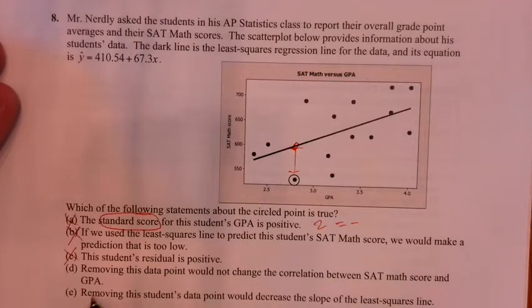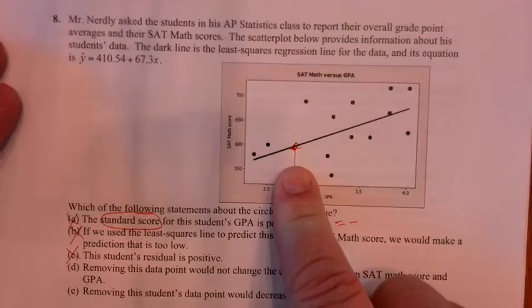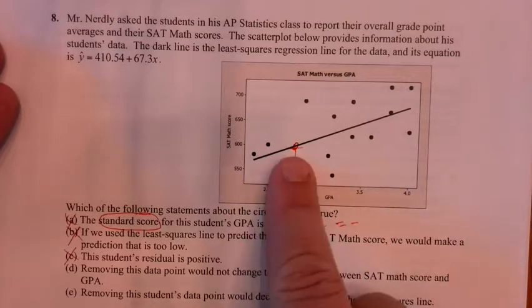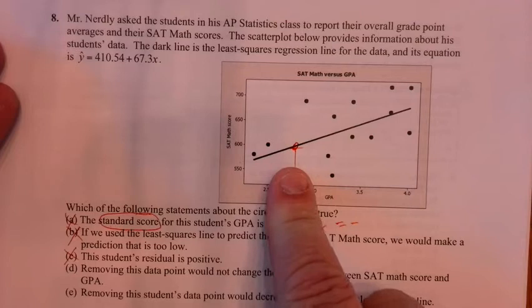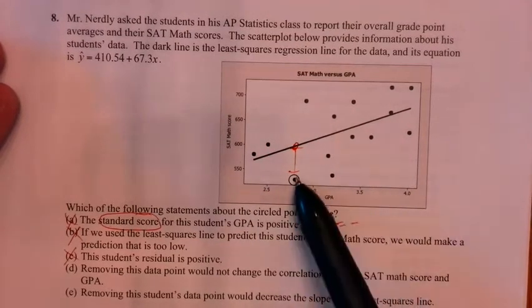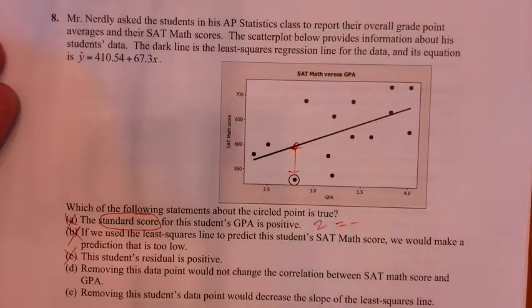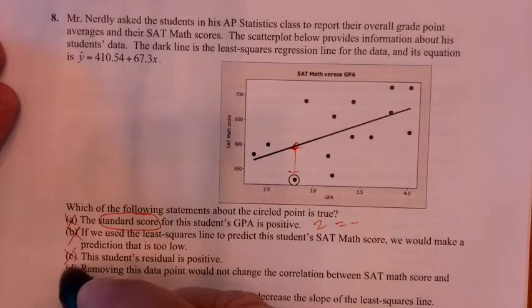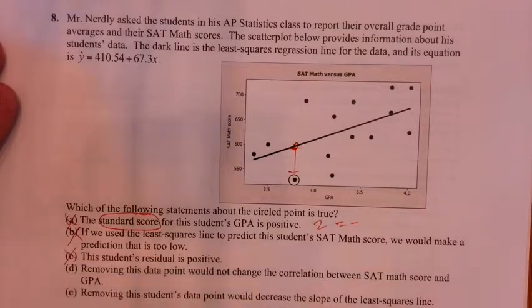Removing the data point would change the correlation between SAT math scores and GPA. So if I took this out, would it change the correlation? Not really. It wouldn't change it that much. Of course, anything's going to change it, but it's not influential. Remember how we put z-scores in and it really strengthened or weakened it? That's not going to do either one. So I don't like that one, but I'm going to hold off on it.